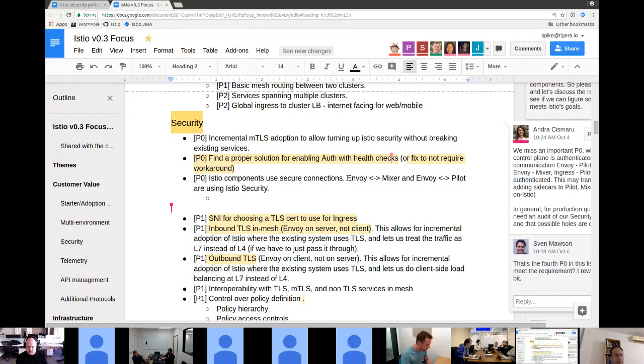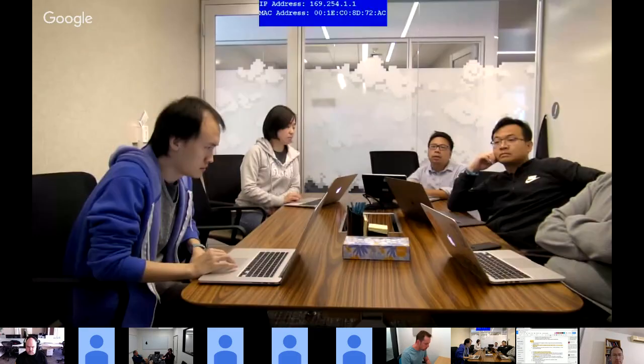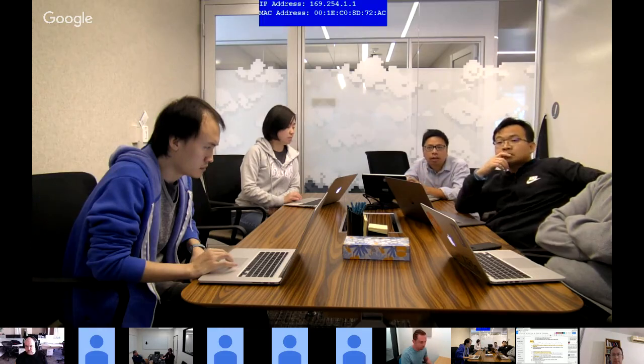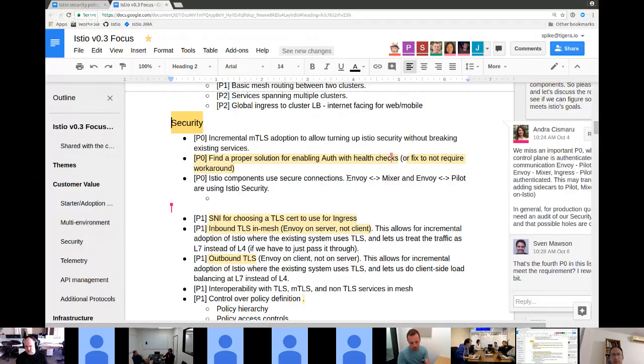So any questions or comments on the P0s? Can I ask for clarification for the first P0? Incremental means traffic shifting as well, right? Or is that separate? Yeah, I think it does mean traffic shifting. Well, at least the high level goal I don't think is necessarily traffic shifting, but it is that you can turn this on and verify that it's working in a way that's not going to bring your cluster to a halt or cause your service to start failing.